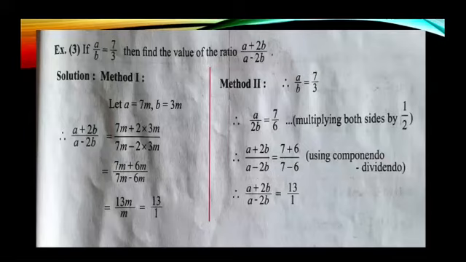Method 2: a upon b is equal to 7 upon 3. Now, the main thing over here is a upon 2b, that is equal to 7 upon 6. We are multiplying both sides by half. So we get (a + 2b) upon (a − 2b) is equal to (7 + 6) upon (7 − 6). That is, we are using componendo dividendo. So we get 13 upon 1.